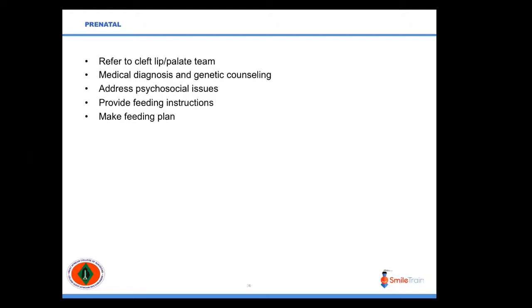So this is the time the mother needs to know that this baby you are going to have, you need to have extra care, you need to make extra preparation, and then you need to plan how the baby is going to feed. So these are the activities, interventions we need to do at the prenatal age.